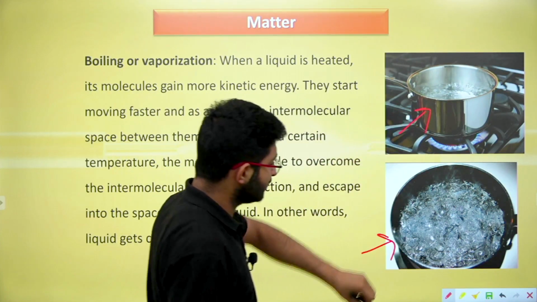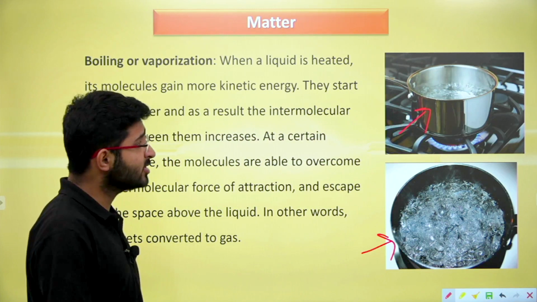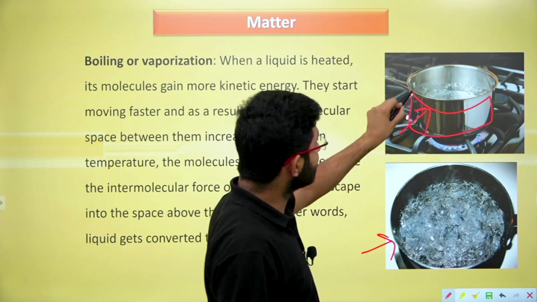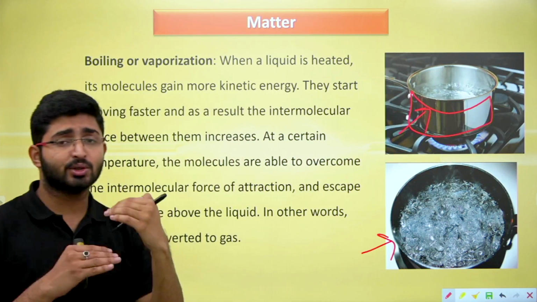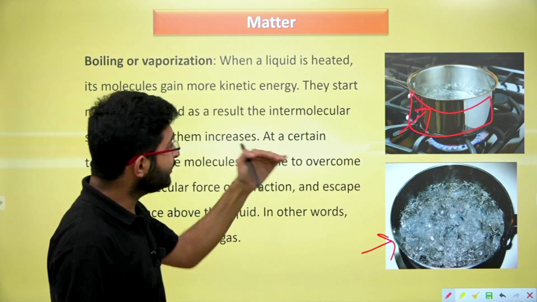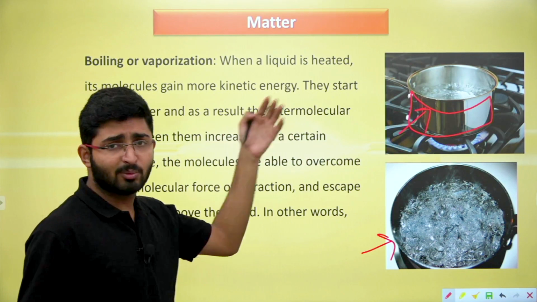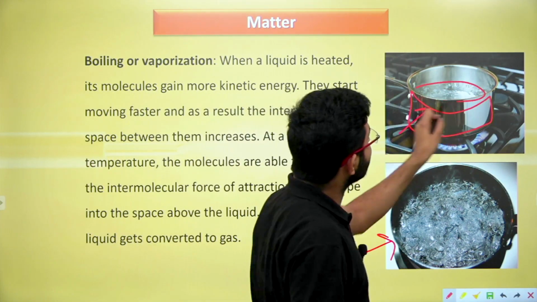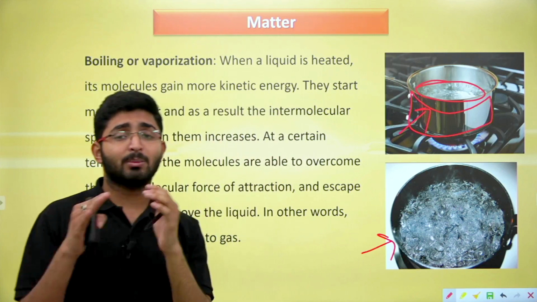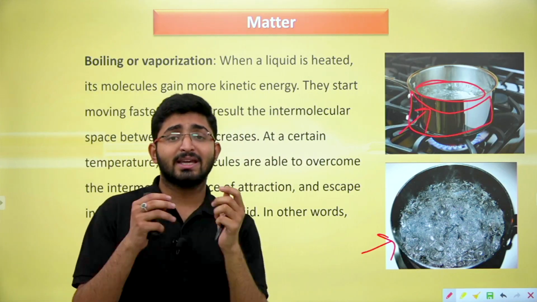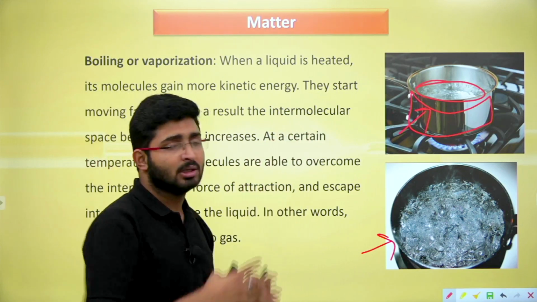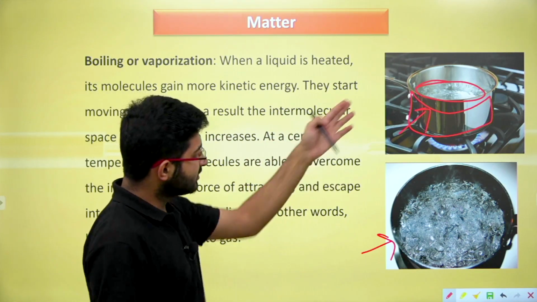Your mother boils water. So what happens? When we boil water, we are increasing the temperature of the utensil and of the water. After increasing the temperature, after some time we see that water starts bubbling out, right? And those bubbles are just because of the gaseous vapor formed in the water itself. So this is the boiling process.